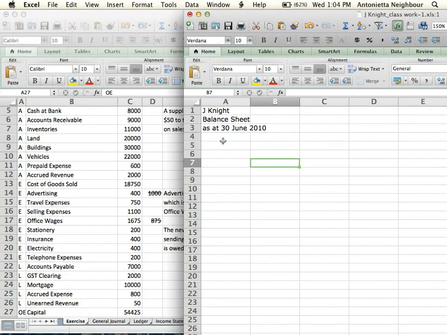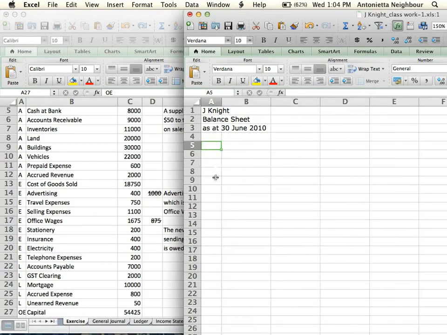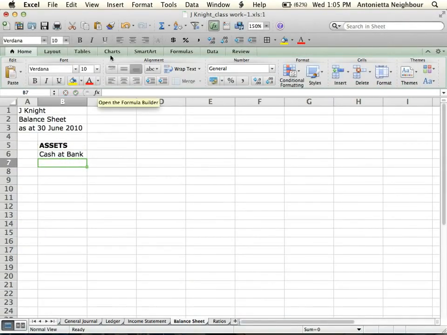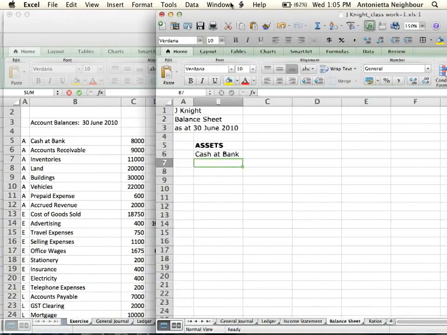Okay, now again, just like the income statement has a very defined structure, so does the balance sheet. Always starts with our assets. So again, I want a smaller column at the beginning here, and I'm going to put my asset heading in B column. So put my heading in assets, and then we bring the assets in with a formula. My first asset is the cash at bank account. Not sure why it keeps doing that, so sorry about that.